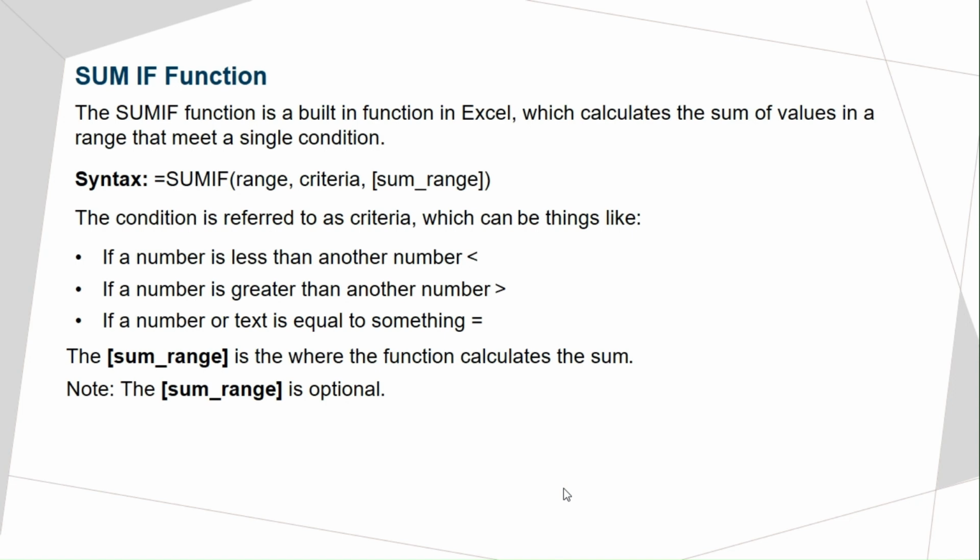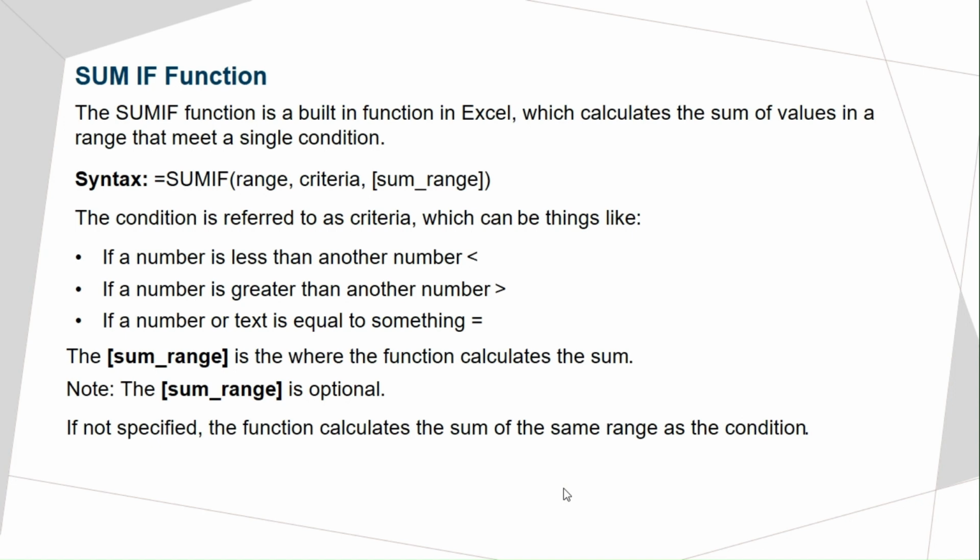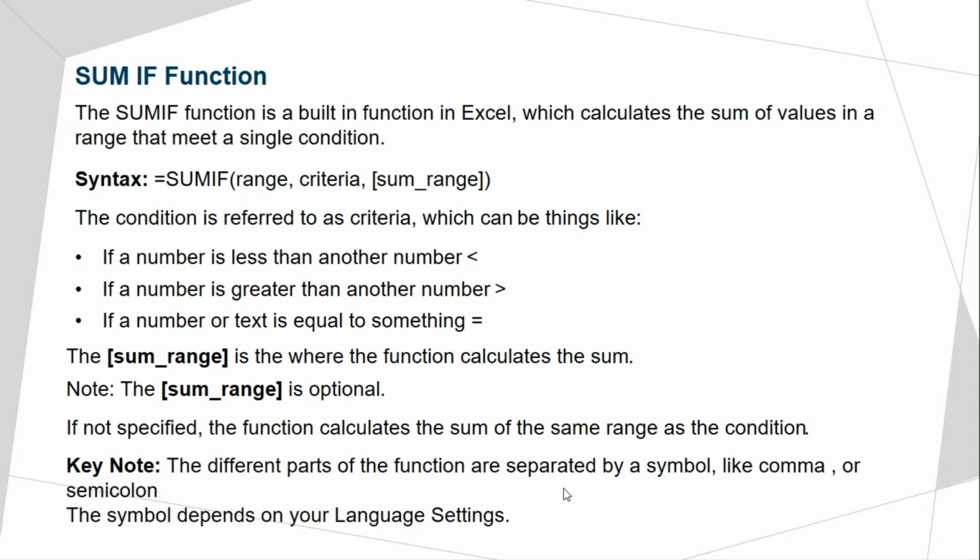Note something, the sum range is optional. If not specified, the function calculates the sum of the range as the condition. However, this only works in columns that are numbers. It doesn't work for text. Note something else. The different parts of the function are separated by a symbol like comma or semicolon. However, the symbol depends on your language settings. Let's take a look at the SUMIF function practically.